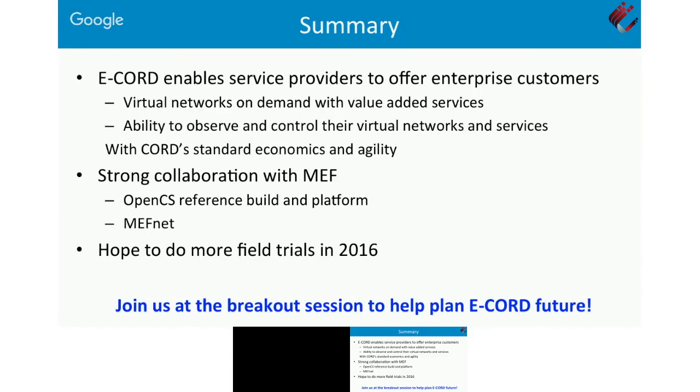So in summary, eCord is a system that tries to enable service providers to offer enterprise customers virtual networks and services on demand and give them the ability to observe and control these requested services as if it was their own infrastructure. We're collaborating with the MEF. We want to continue to do so and hopefully have the MEF community also continue using eCord or working on it as part of their implementation. And we are planning to do more field trials, not just in 2016, but beyond.